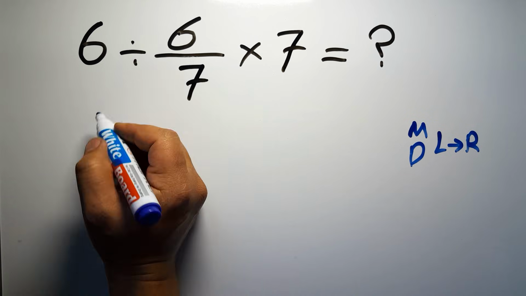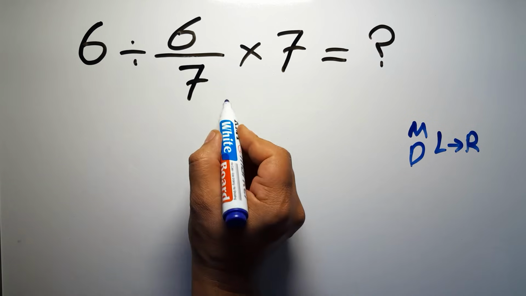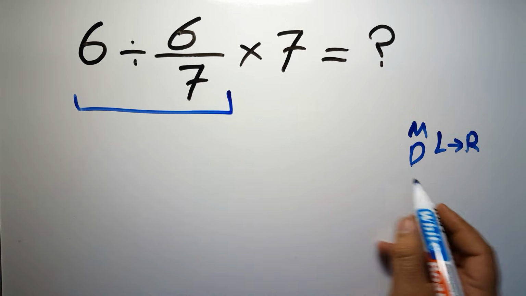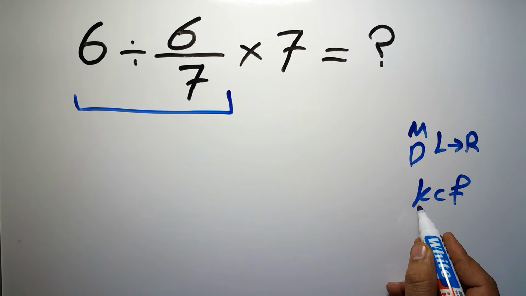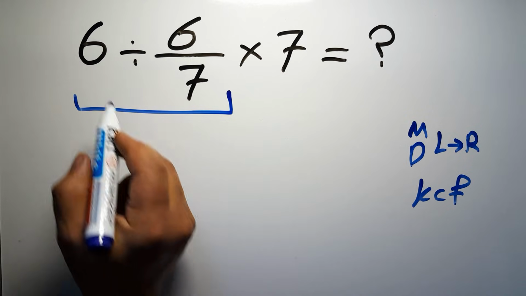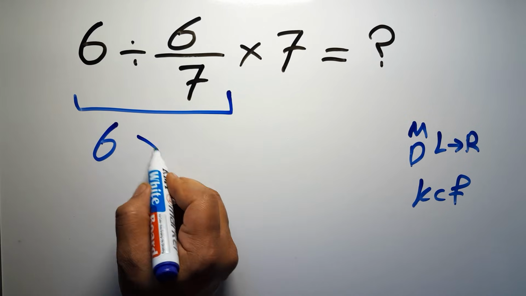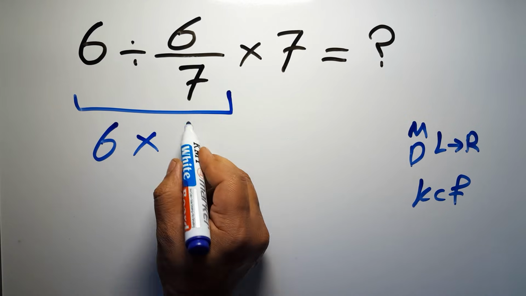So first we have to do this division, 6 divided by 6 over 7. According to the KCF rule, K stands for keep, C stands for change, and F stands for flip. We can write to keep the first fraction, change division to multiplication, and flip the second fraction.